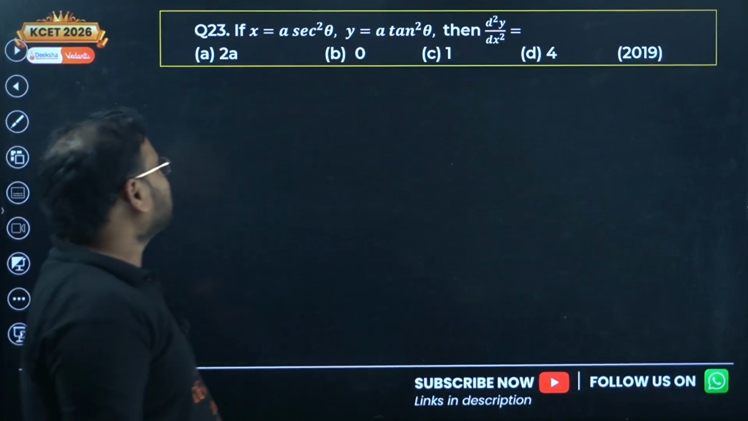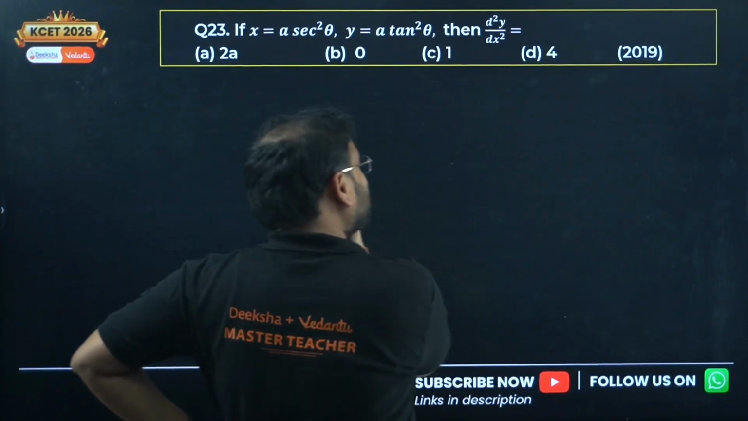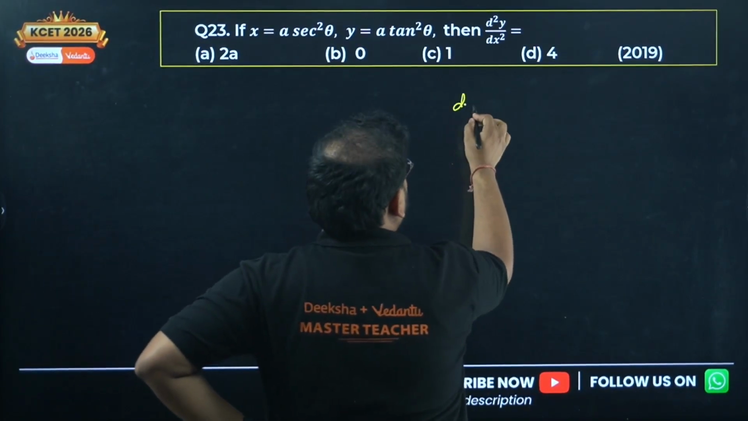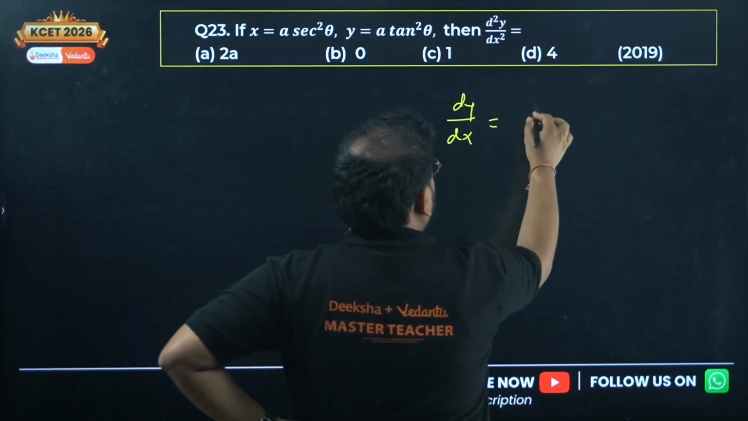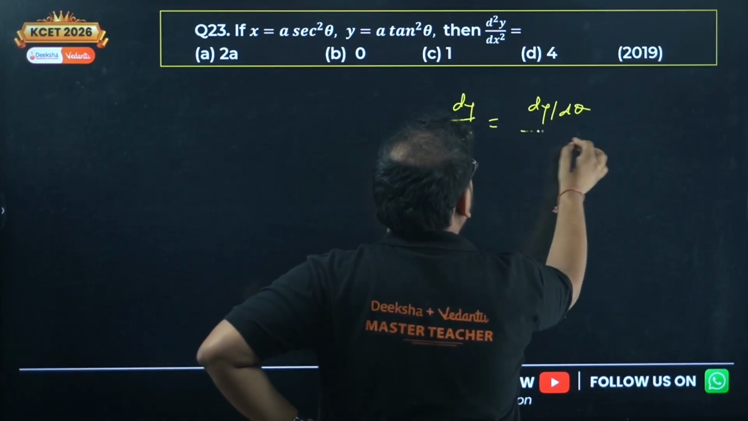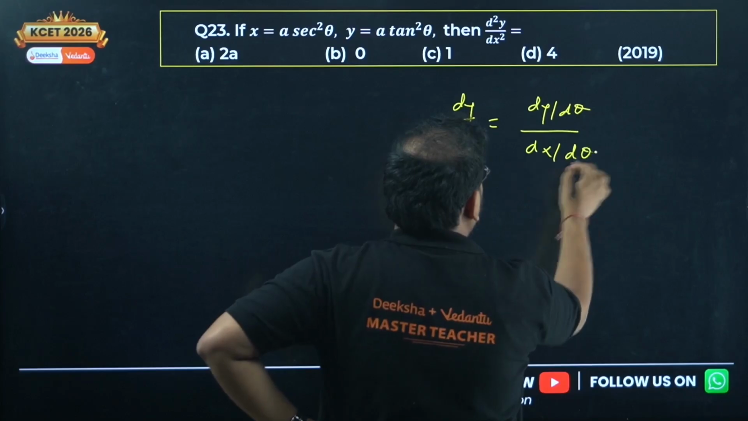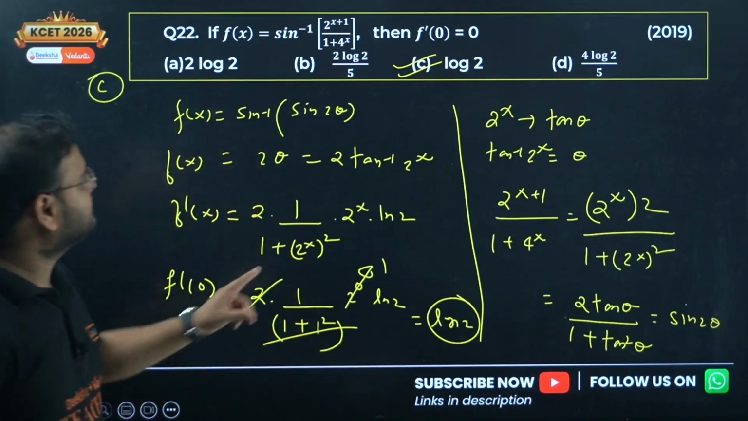23. x is a sec square theta, y is a tan square theta. Second derivative they are asking. First find the first derivative. Parametric form: dy by d theta, dx by d theta. The previous one you got right. Option C is correct.